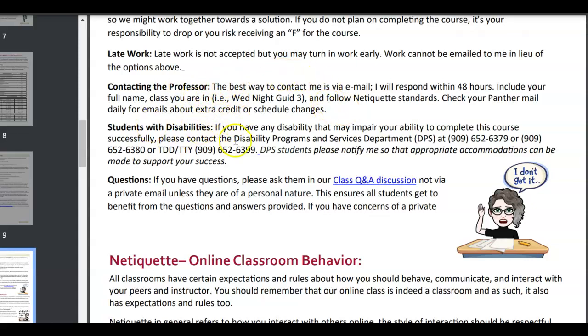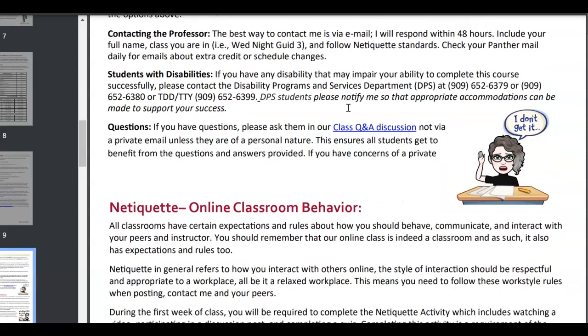Contact me. I already went over that information. The best way is always through email. I recommend students do that because it also gives you a record of your contact. Students with disabilities, if you live your life with a disability, please, I encourage you to take advantage of the disability programs, the DPS Center.